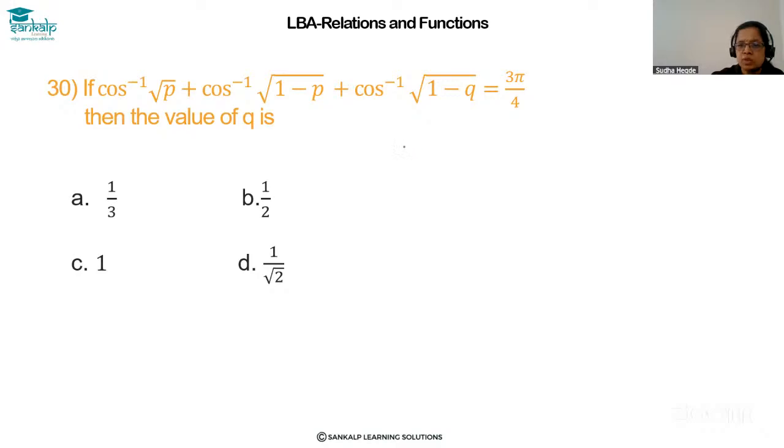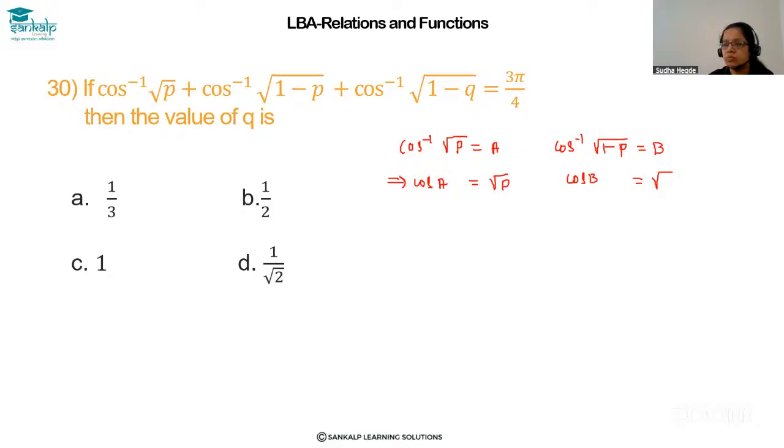So let me take cos inverse root P is equal to A, and cos inverse root 1 minus P is equal to B. This implies cos A is equal to root P and cos B is equal to root of 1 minus P. Are you getting? Okay.